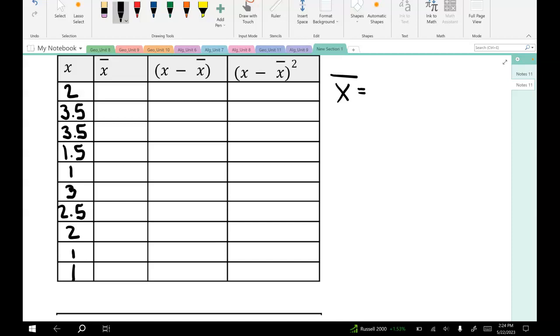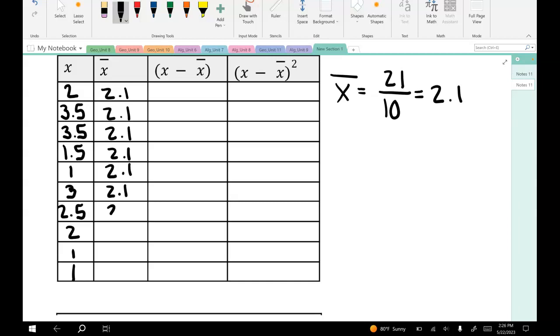Writing 2.1 in each slot. Don't just draw an arrow down. If you have it in each row, it'll help a lot with your calculations. So 2.1.